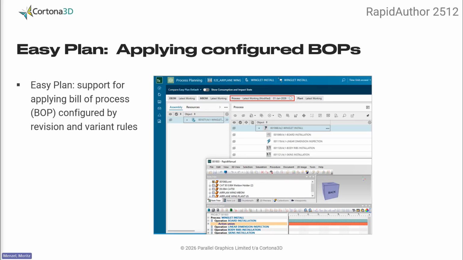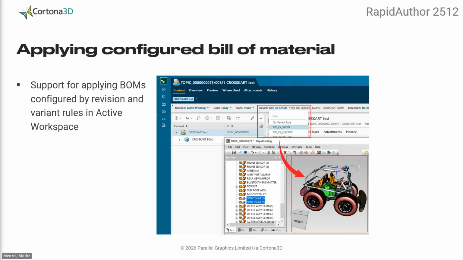For our Easy Plan integration, you can now apply the bill of process configured by revision and/or variant rules, not just the latest version. And you can now apply not only the default BOM, but the BOM configured by revision and/or variant rules. This can be done in Active Workspace.